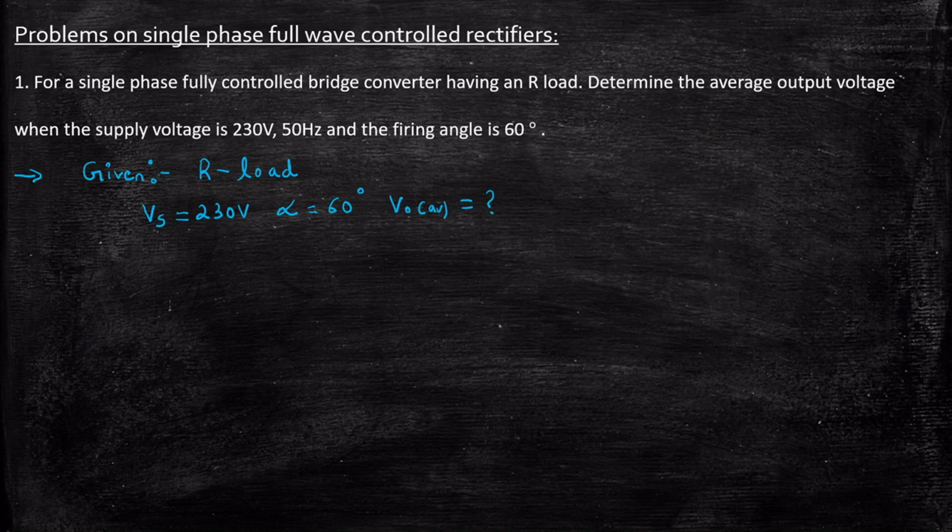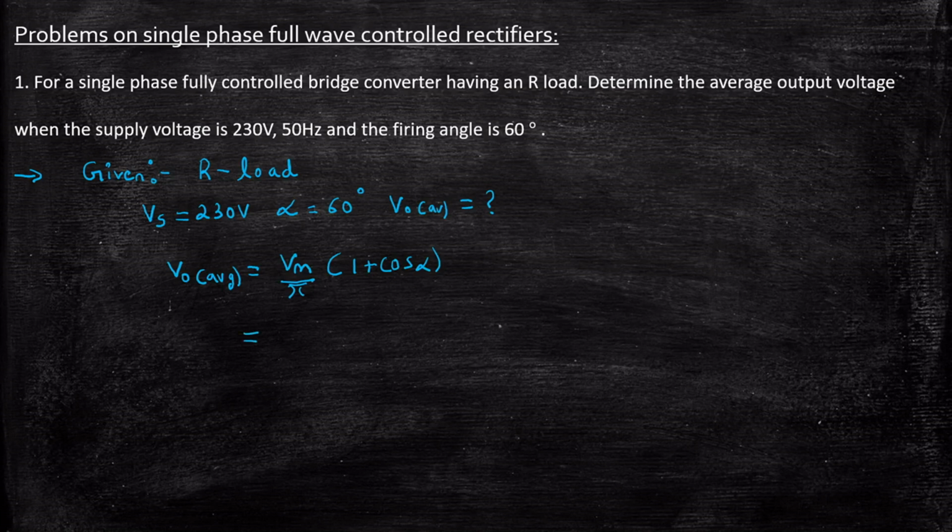So we know we have derived the expression for average value of output voltage in the previous cases, isn't it? So the Vout average for a single phase full wave control rectifier with R load is given by Vm by pi into 1 plus cos alpha. So over here, Vm is nothing but the peak value.